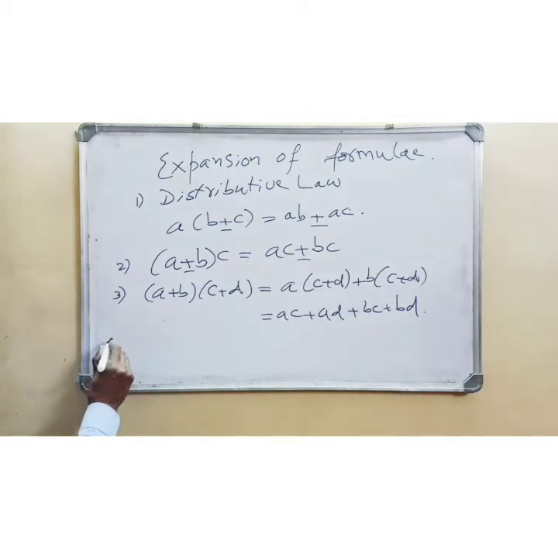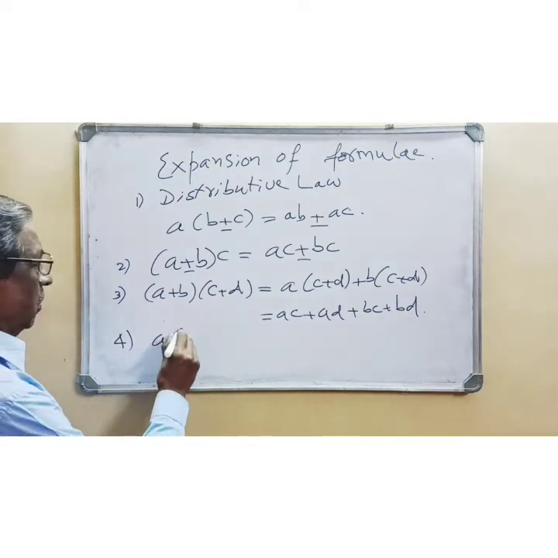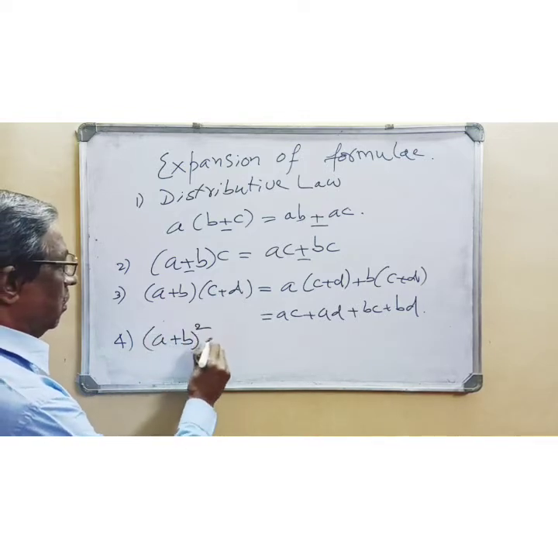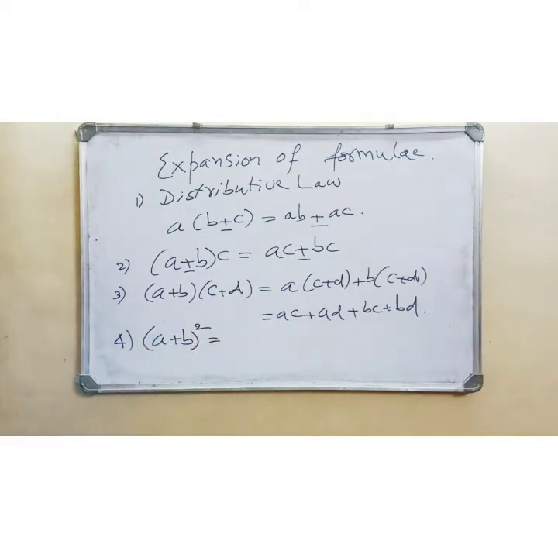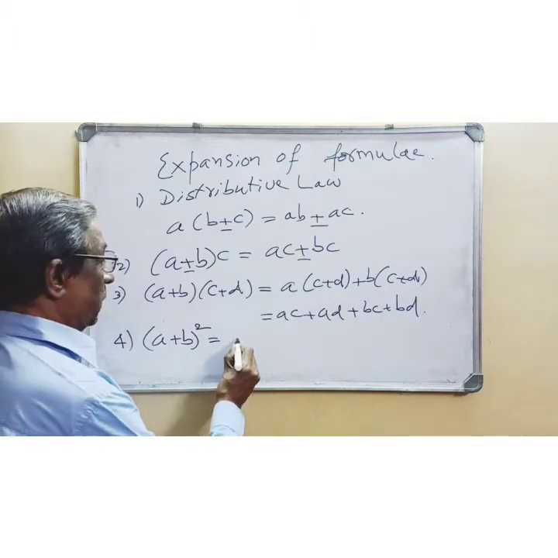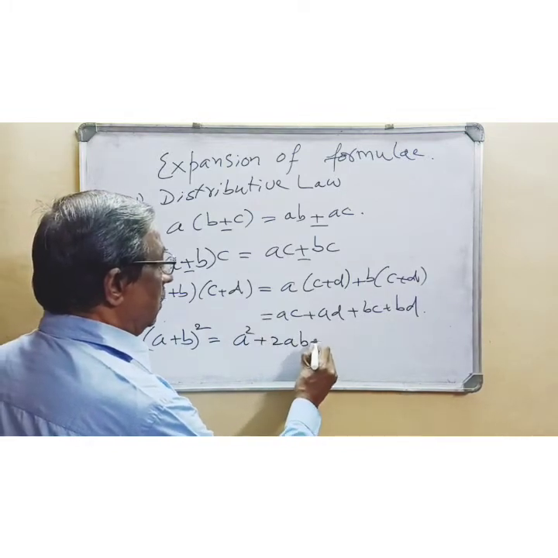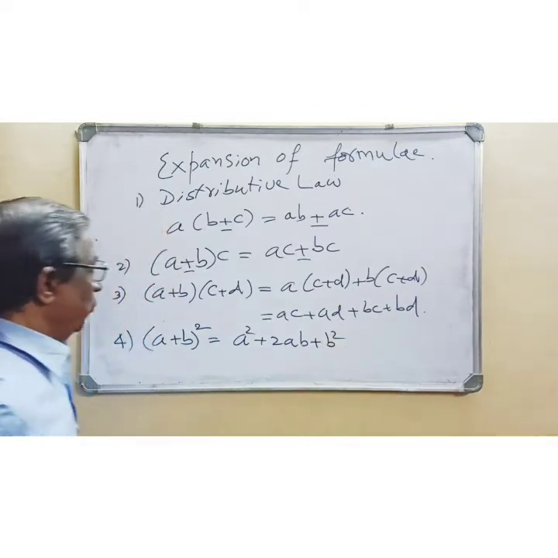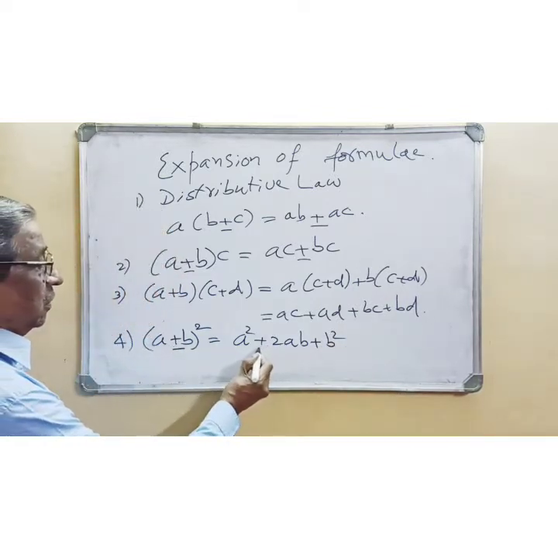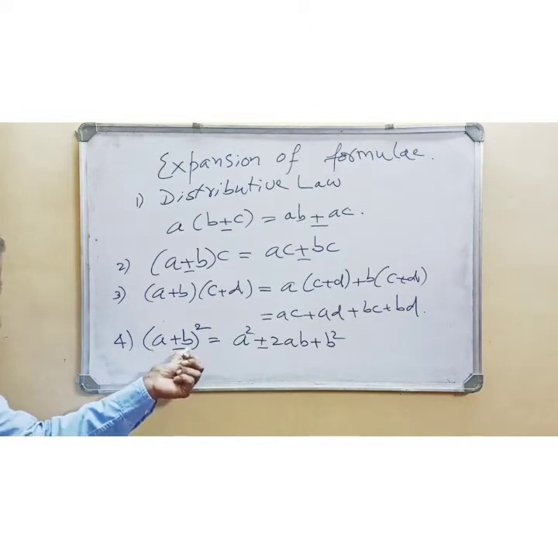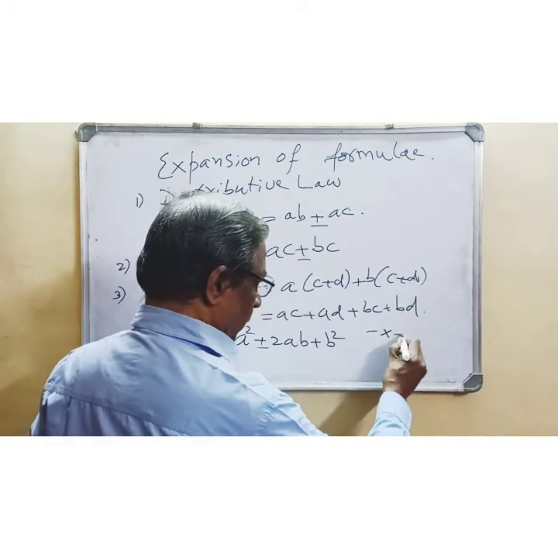Now, using this one, we write A plus B bracket square. It is A plus B into A plus B. And simplifying, you will get A square plus 2AB plus B square. If you use minus here, because minus into minus is plus.